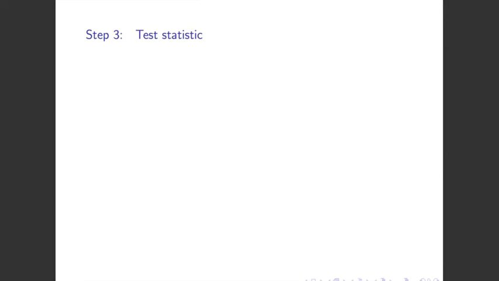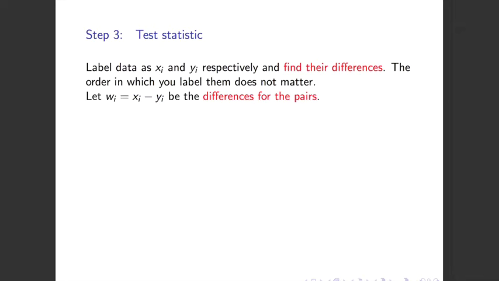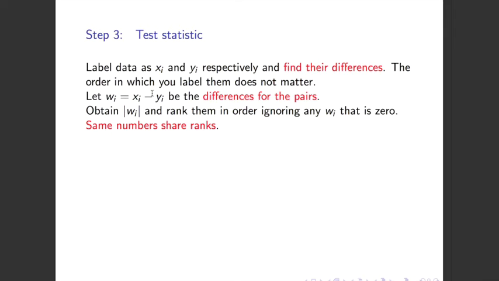Okay, so then we come to the test statistic. And again, I'm going to group this test statistic into four parts. So the first part is to label the data Xi and Yi respectively, and then find the differences between these pairs. The order in which you label them does not matter at all. So we let Wi equal these differences between the pairs Xi and Yi. So we obtain the absolute value of the Wi's and then rank them in order, ignoring any Wi that is 0. The same numbers share the same ranks.